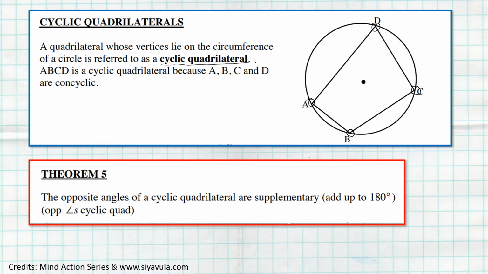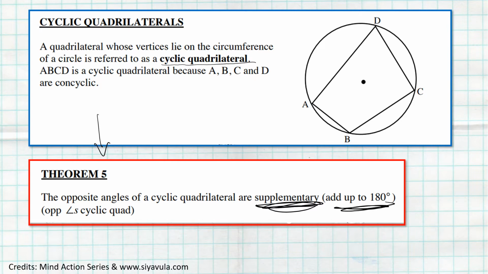Let's now discuss theorem number 5. Theorem number 5 states that opposite angles of a cyclic quadrilateral are supplementary. It's a fairly easy theorem. It's saying if you have a cyclic quadrilateral, when you add the opposite angles of that cyclic quadrilateral, they are going to be supplementary. And that means they add up to 180 degrees.